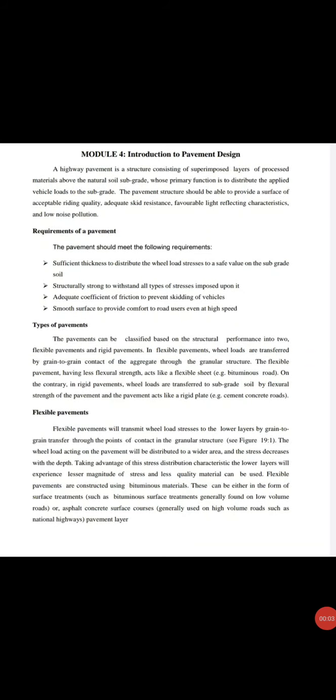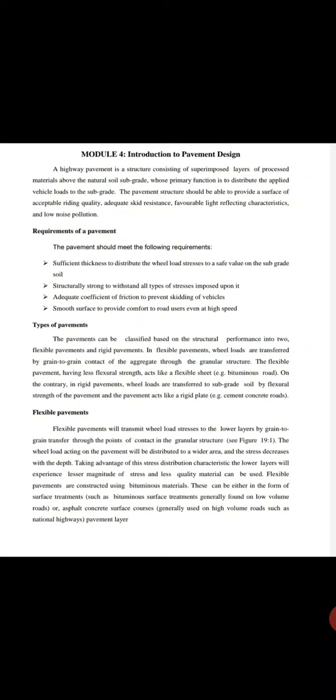Module 4, that is Introduction to Pavement Design. A highway pavement is a structure consisting of superimposed layers of processed material above the natural soil subgrade, whose primary function is to distribute the applied vehicle load to the subgrade.